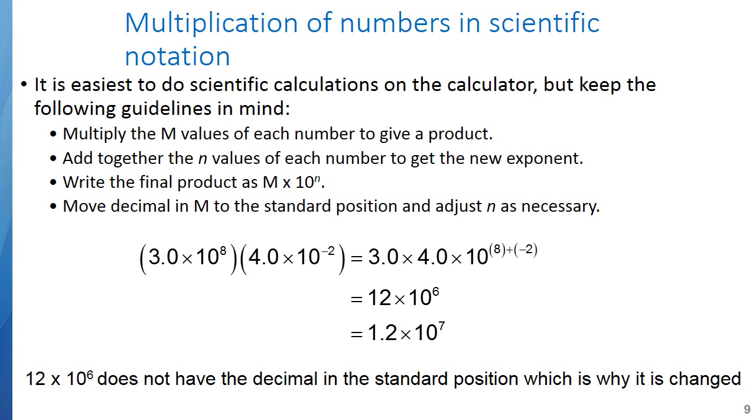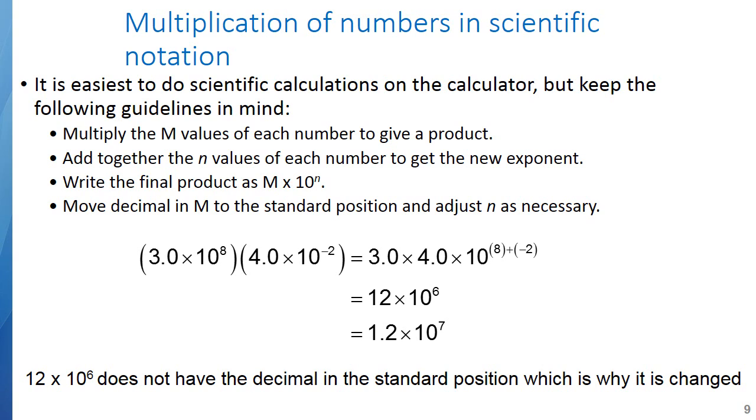So the answer to 3.0 times 10 to the 8th times 4.0 times 10 to the minus 2 is 12 times 10 to the 6th. However, that's not standard scientific notation, so you're going to have to move the decimal over 1 to the left, in which case you have to increase the exponent on the right to 7. So 1.2 times 10 to the 7th gives you the answer. We're not going to be doing a whole lot of these type of calculations, but I just want you to be familiar with it.